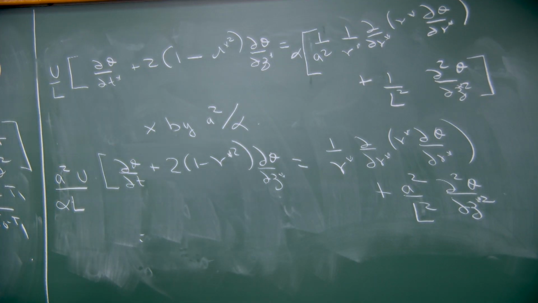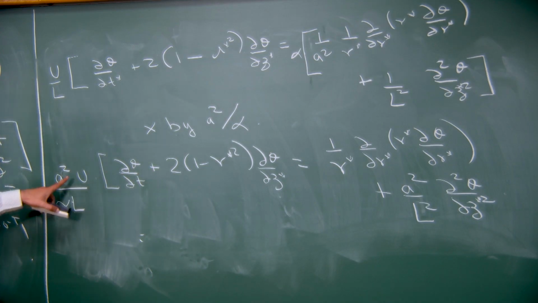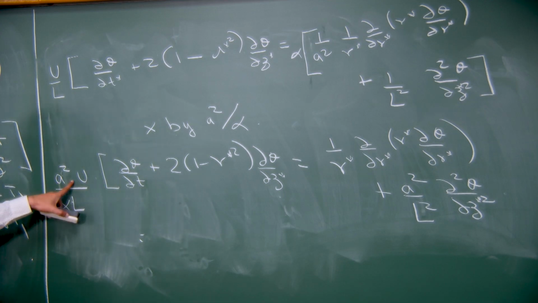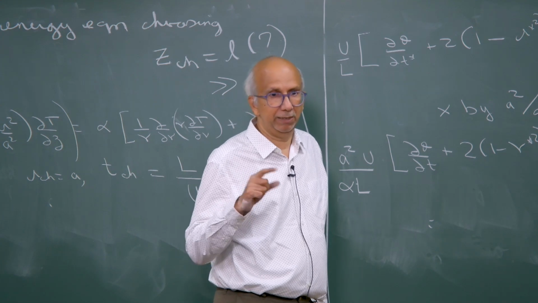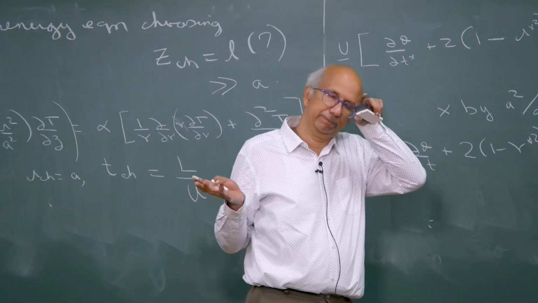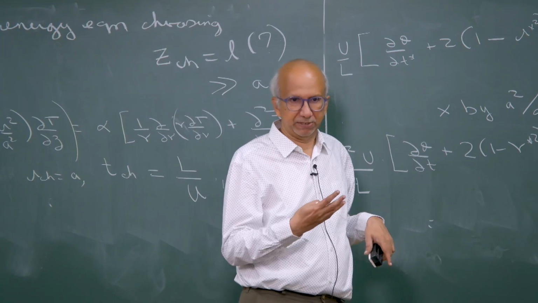Pardon me? No, u has come out here. Are you talking about this? I have taken u common. No, you won't have u star because u is the average velocity, a constant. We have already calculated the velocity field from the Hagen-Poiseuille equation, so the average velocity is fixed.